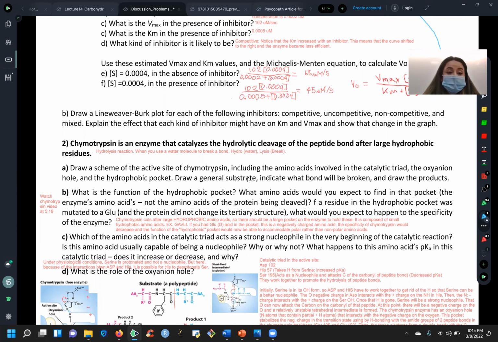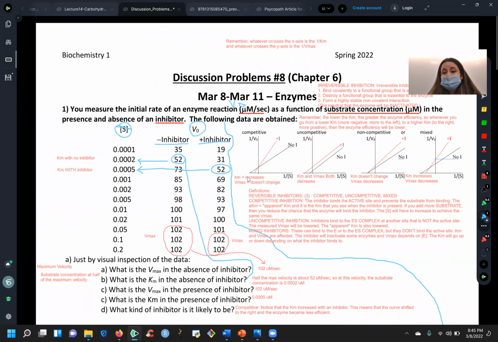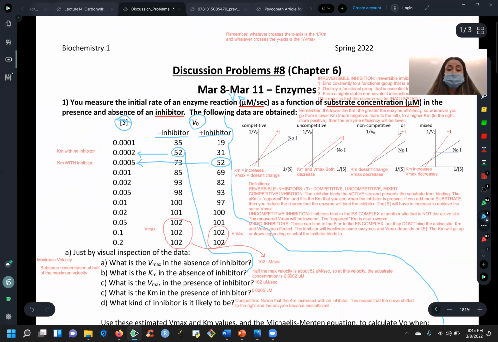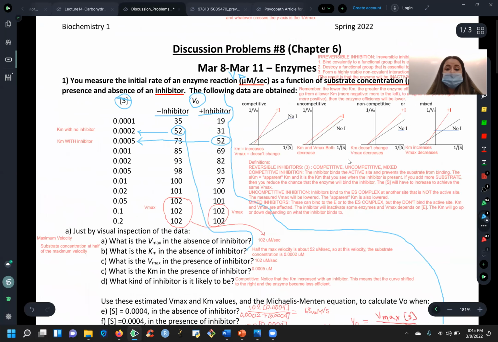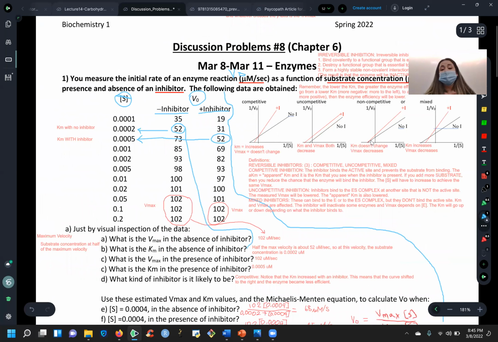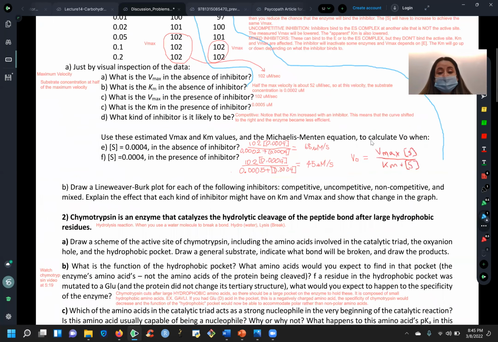Okay, draw a Lineweaver-Burke plot for each of the following inhibitors: competitive, uncompetitive, non-competitive, and mixed. Explain the effect that each kind of inhibitor might have on Km and Vmax. So I put all those notes for you up here along with the graphs. Just memorize them. If you need somebody to walk you through each step, the video is already up there as well. I think it's the third video that I linked, okay? All right.